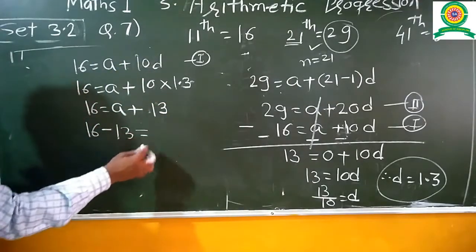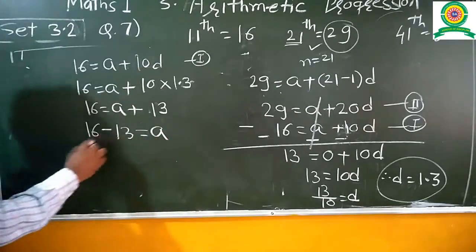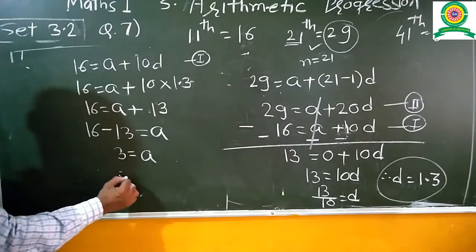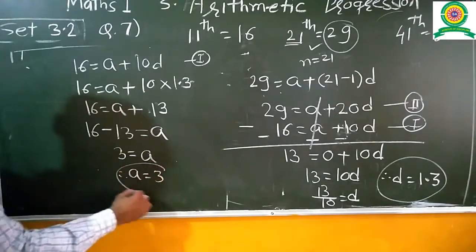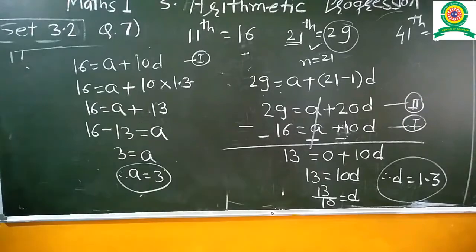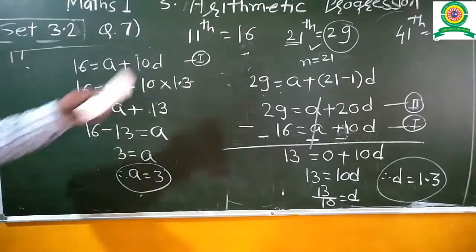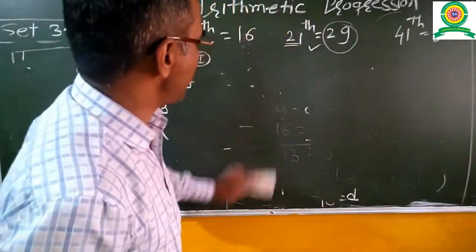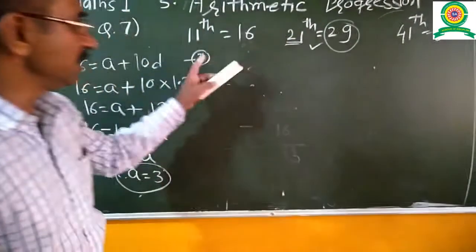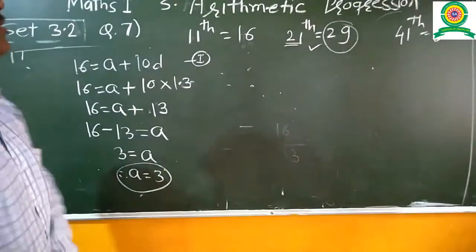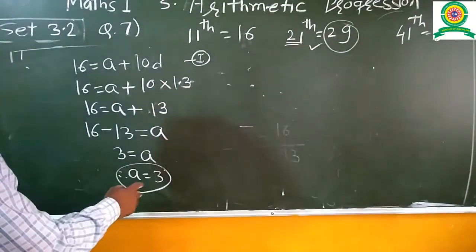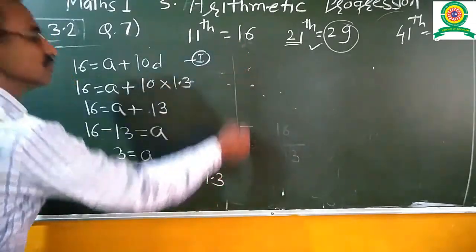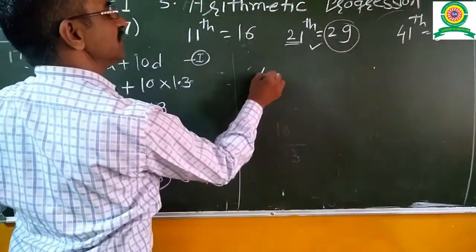So 16 minus 13 is equal to A, which is 3. So the value of A is equal to 3. We did not know the values of A and D, but by solving using this information, we found A is equal to 3 and D is equal to 1.3. Now we want to calculate the 41st term.